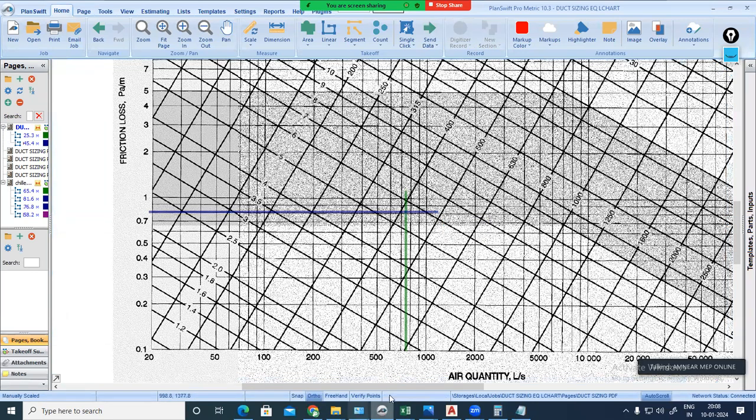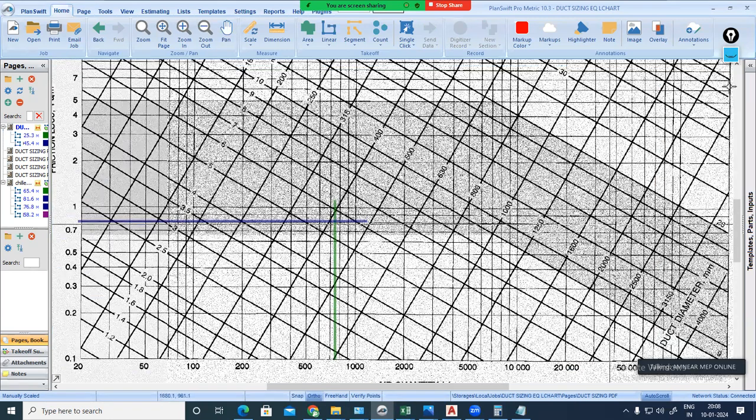Okay. And what's the starting branch flow rate? 760 liter per second. And the coinciding point you will be getting here. And what is the velocity there? This is a velocity line parallel to the velocity. This is 5 meter per second. This is 6 meter per second. So my velocity will be just 5.5 or 5.6 meter per second.